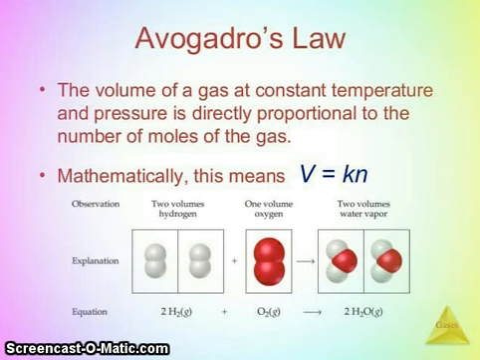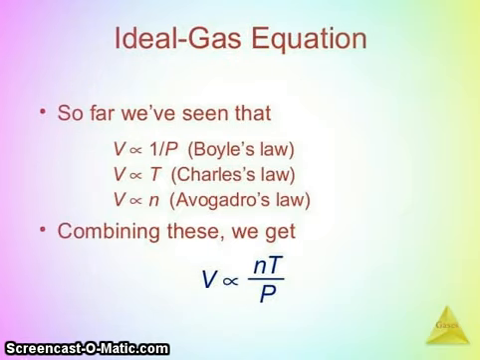Now friends, Avogadro's law. The volume of a gas at constant temperature and pressure is directly proportional to the number of moles of the gas. Mathematically, this means V is equal to K n. So observations: 2 volumes hydrogen, 1 volume oxygen gives 2 volumes water vapor. Explanations, and this is the equation. So, ideal gas equation.